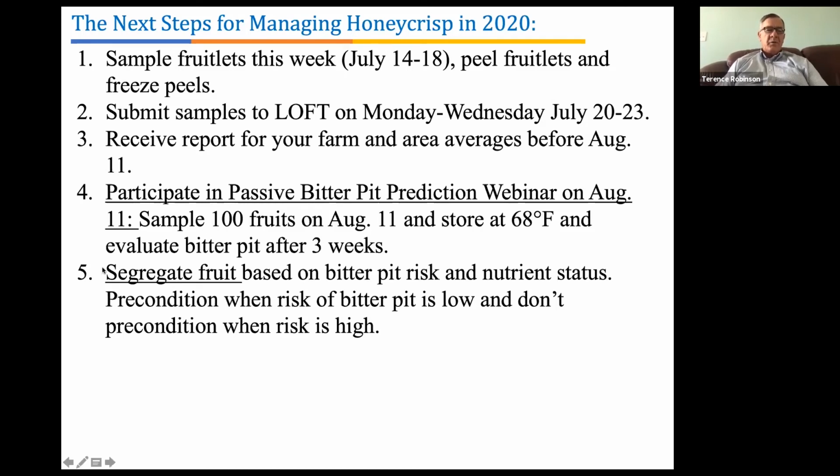We will not divulge the information from each specific farm. No one will know your farm from any others. Only you will get the data for your farm. This then, we hope, will be coupled with point number 4, your participation in the effort to do the passive bitter pit prediction process that Chris Watkins developed.